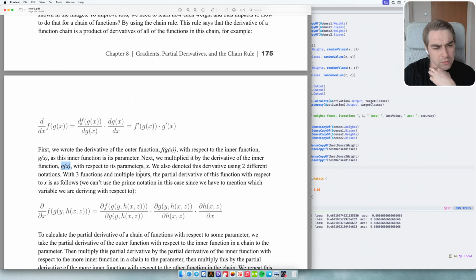Now, with functions of multiple inputs, the partial derivative of this function with respect to x is as follows. We can't use the prime notation.